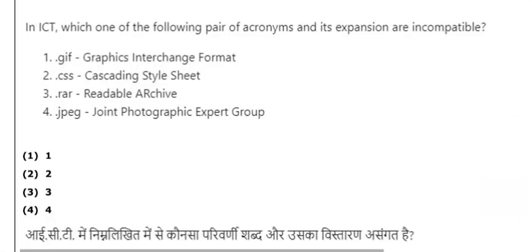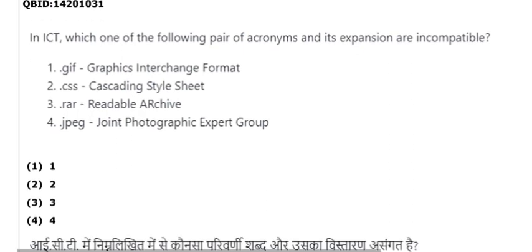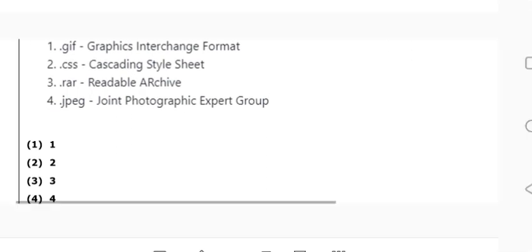The next, 31, says in ICT, which one of the following pairs of acronyms and its expansion are incompatible? .gif graphics interchange format, .css cascading style sheet, .rar readable archive, .jpeg joint photographic expert group. 31, it will be number C, .rar, readable archive.